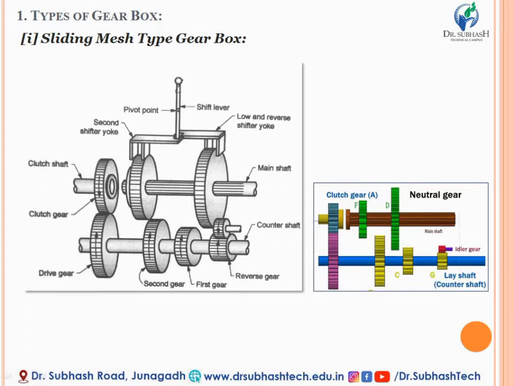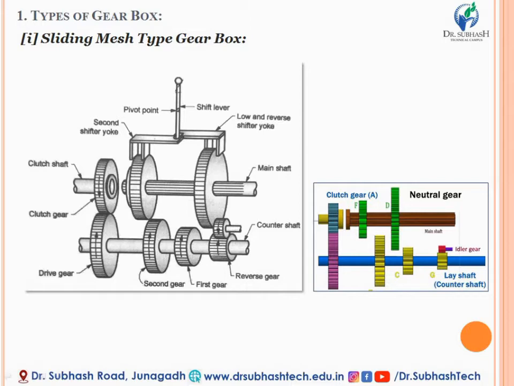This is the phenomenon of the different gears mounted in a sliding mesh type of gearbox. Generally, two gears are mounted on the splined main shaft, and they can be slid by the shifter yoke when the shift lever is operated. As we know, we require some shifter to engage the driving and driven gears.